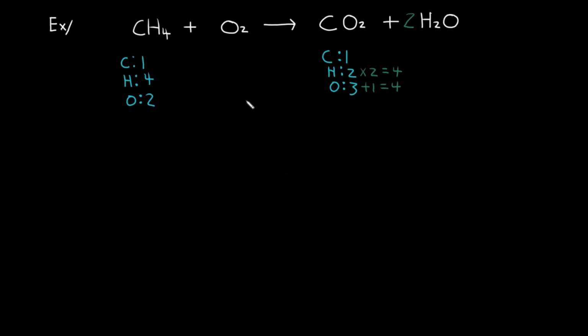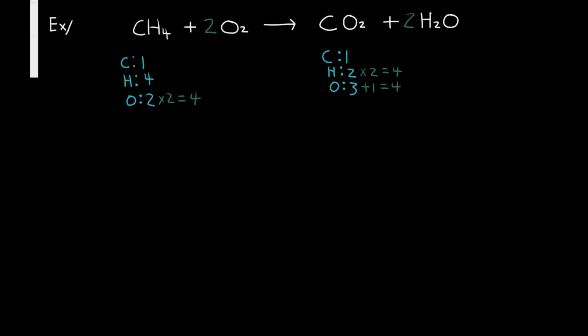So what we can see now is that we have everything balanced except the oxygen, because we have 2 over here and we have 4 over here. So we want to balance the oxygens on the reactant side right here. So all we have to do is put a coefficient of 2 here, and that 2 multiplies this 2, and that gives us 4 oxygen atoms. And this equation is balanced.